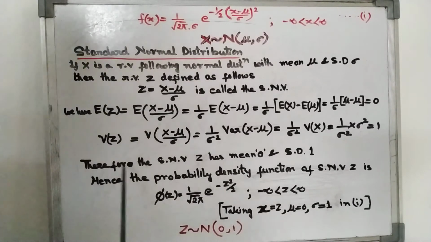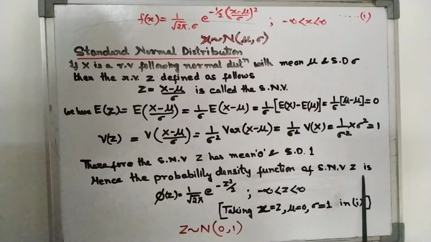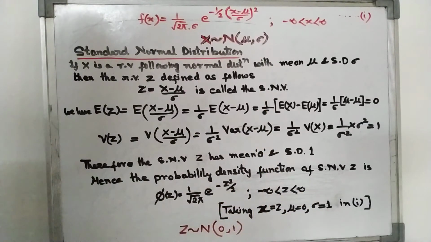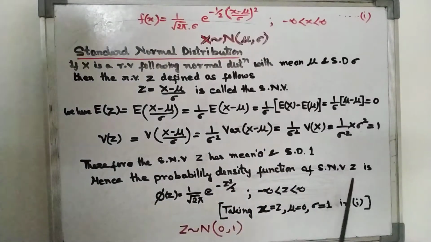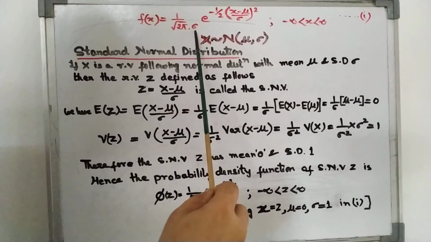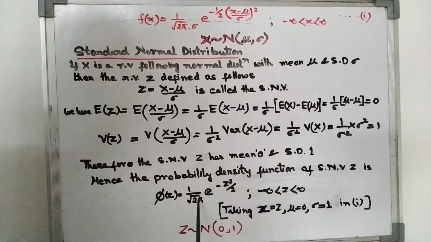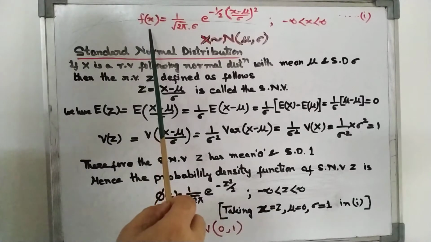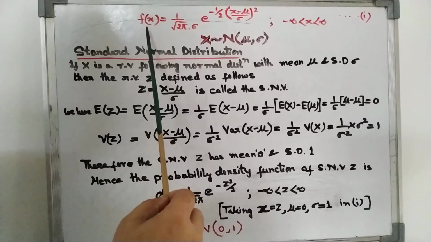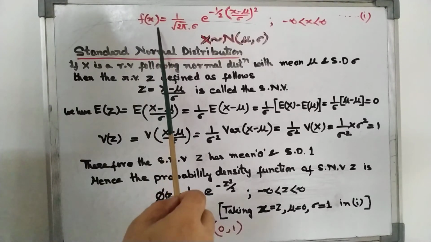Hence we have to write the probability density function in the standard normal variate form. So sigma will be 1, and we write 1 by root of 2 pi. Here we are using f(x) in place of p(x); you can write p(x) for the probability function or f(x), it doesn't matter.